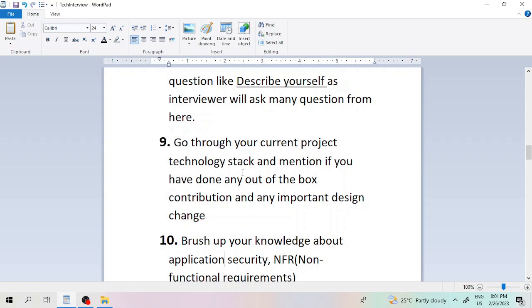So in the ninth point, I'm mentioning that whenever you are going to attend any technical round of interview, you should go through your current projects, what you are doing in your current project, or what is expected from your current projects. You should definitely go through your technology stack, because the interviewer will ask multiple questions about your current projects, its design, its architecture, its technology stack, any critical work that you have done in your current project. So those things he will definitely ask, so be ready with your current project's knowledge.